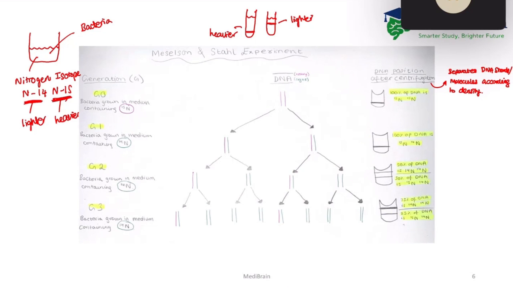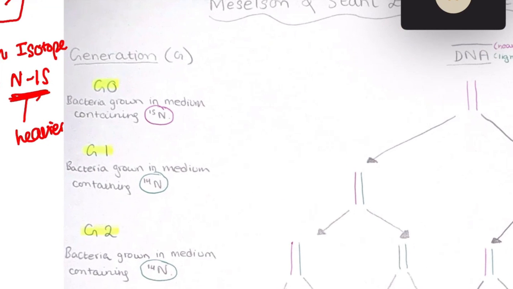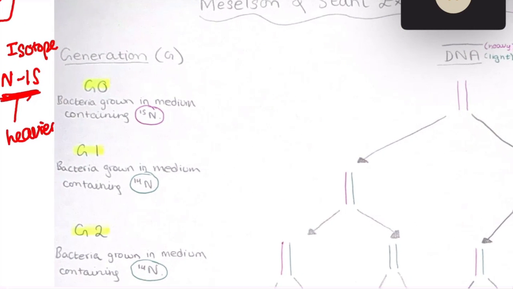So in our first generation, we have bacteria grown in medium of 15N. This is the heavy nitrogen.